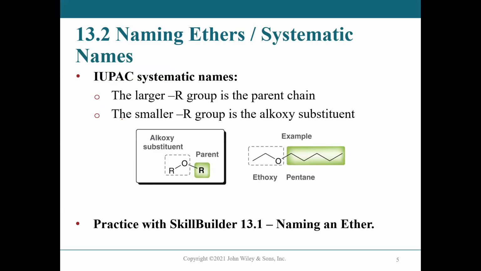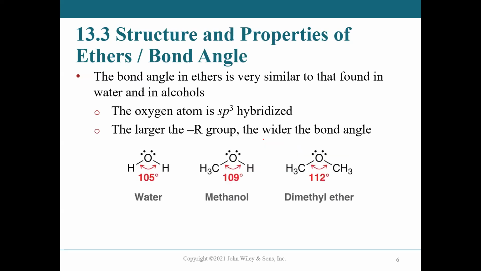With the IUPAC name, the larger R group is the parent chain. The smaller R group is the alkoxy substituent. So here we have ethoxypentane. The bond angle in ethers is very similar to what is found in water and alcohols. We can see that the bond angle is 112 versus 109 and 105.